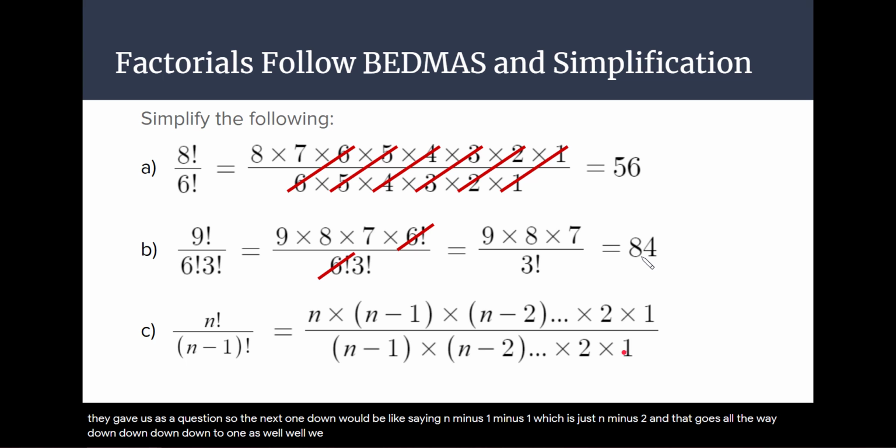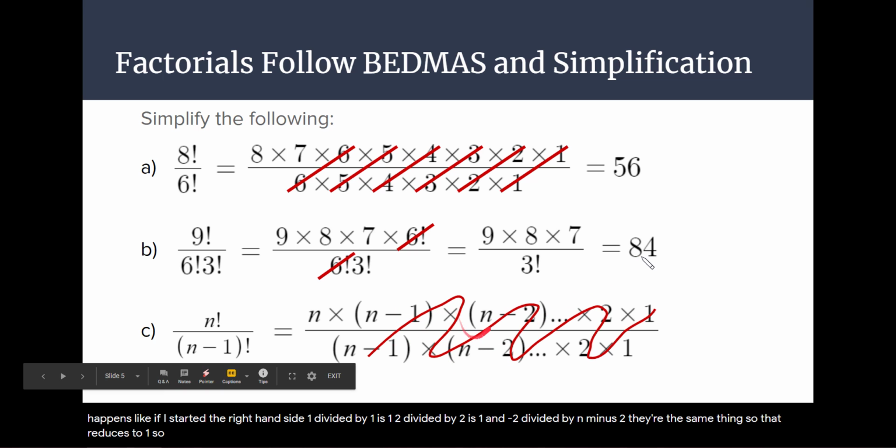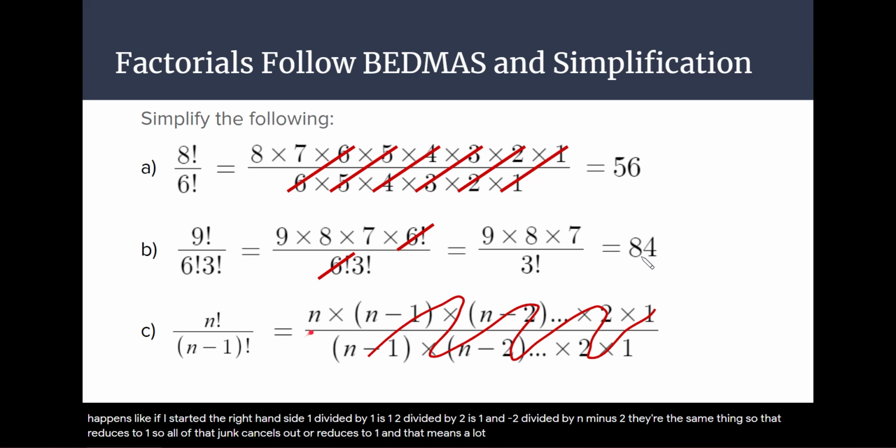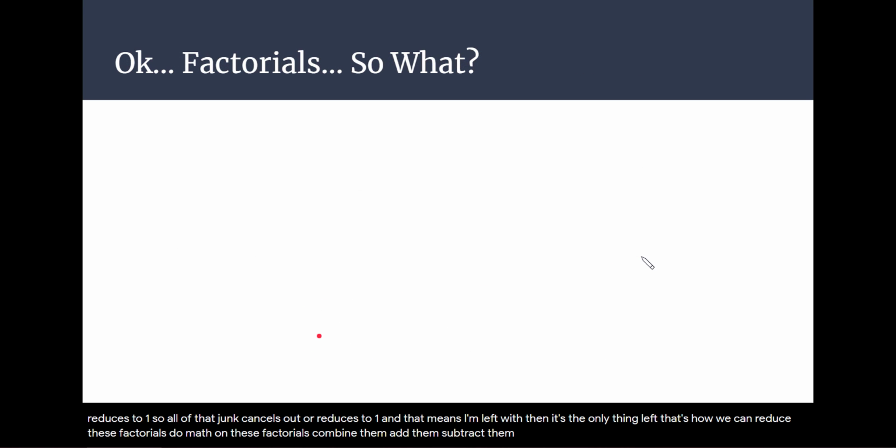Well, we know how to cancel items, or at least to divide items so that they reduce to 1. If I start at the right-hand side, 1 divided by 1 is 1, 2 divided by 2 is 1. N minus 2 divided by n minus 2, they're the same thing, so that reduces to 1. So all of that junk cancels out or reduces to 1. And that means I'm left with n. It's the only thing left. That's how we can reduce these factorials, do math on these factorials, combine them, add them, subtract them, all of those sorts of things. Okay, so factorials, great.